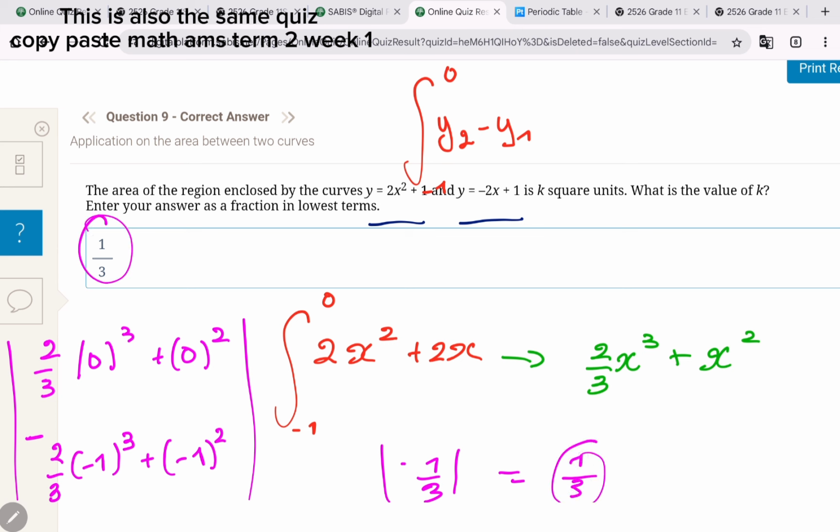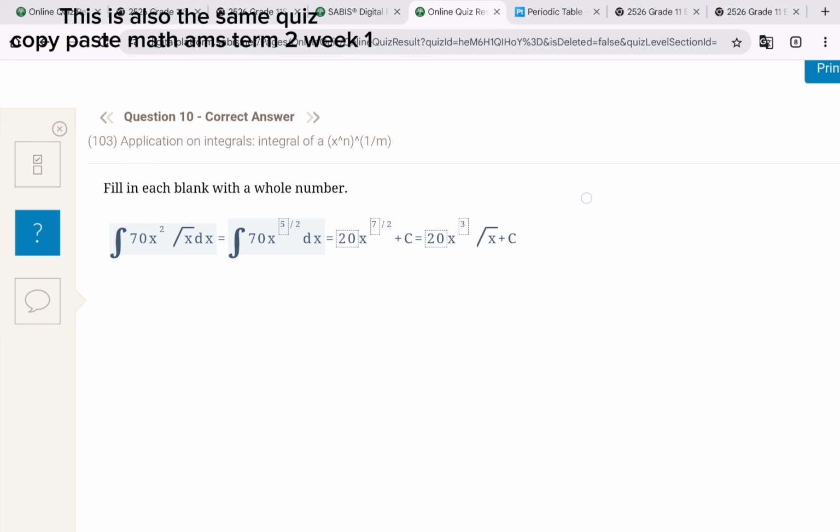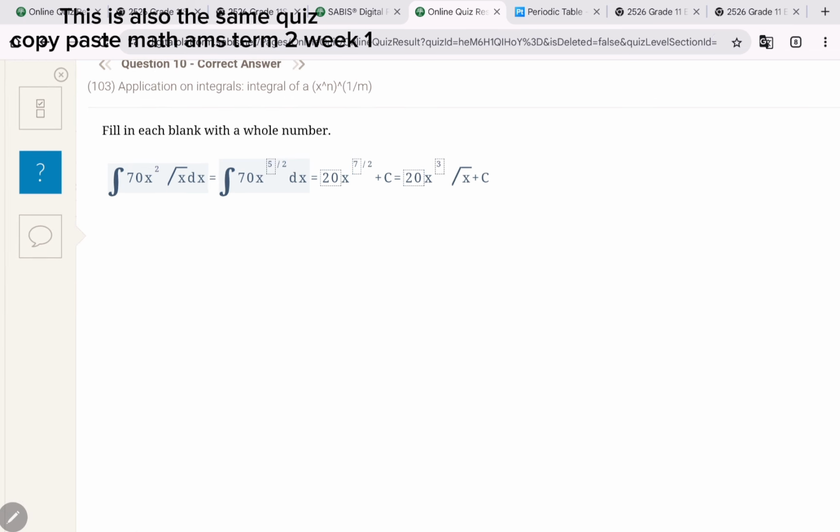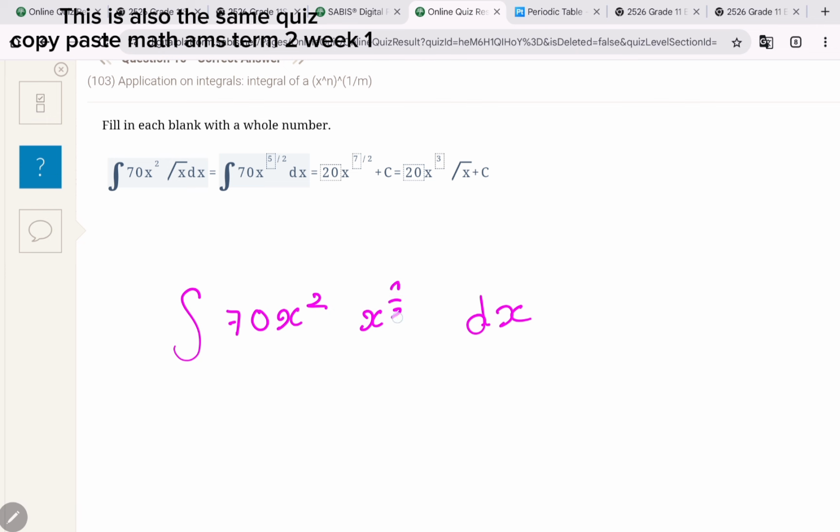What does it say in question number 10? They want the integration of this. So we need to do integration of 70x squared radical x dx. Now this is very simple, how do we solve it? First of all, you get rid of the radical. You change it into a fraction. So now it's 70x squared times x to the 1 over 2.